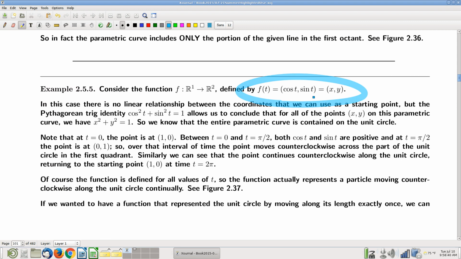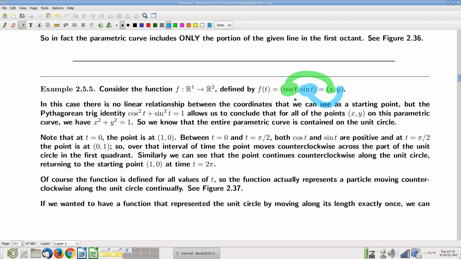Cosine t, comma sine t. What does this parameterize? Let me write this down a little bit differently. If x is cosine t, and if y is sine t, what does that trace out? What road am I driving on in this road trip?